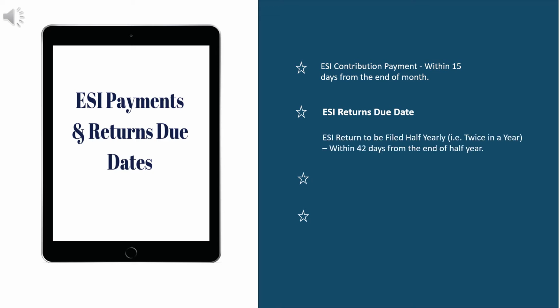ESI returns due date. ESI returns are to be filed half-yearly, twice in a year, within 42 days from the end of the half-year. For the first half-year, 1st April to 30th September, the due date to file the return is on or before 12th November. For the second half-year, 1st October to 31st March, the due date to file the return is on or before 12th May.